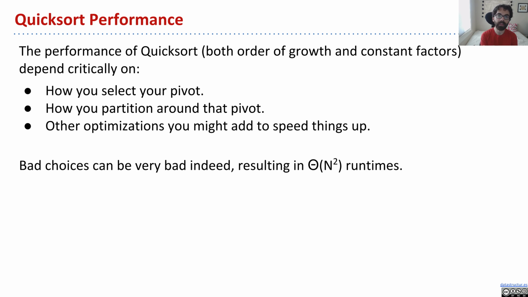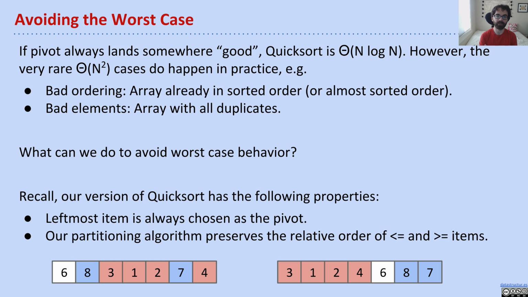So let's talk about that n squared case. That's going to be our focus for this video. And what I'm going to note is that if the pivot always lands somewhere good, we had a couple different ideas of what that means. Directly in the middle or in the middle 99% or whatever else. If the pivot always lands somewhere that seems reasonable, then Quicksort's going to be theta n log n. That was the analysis we did before.